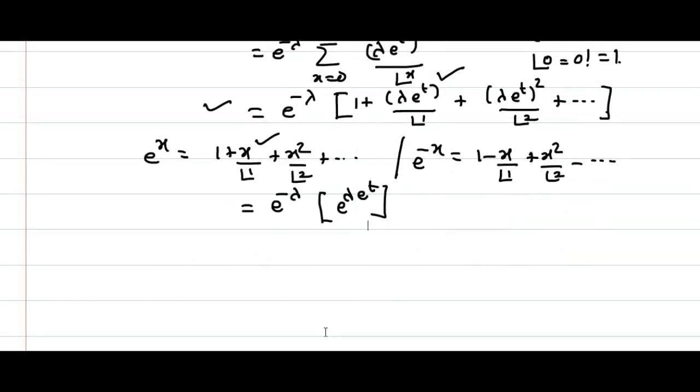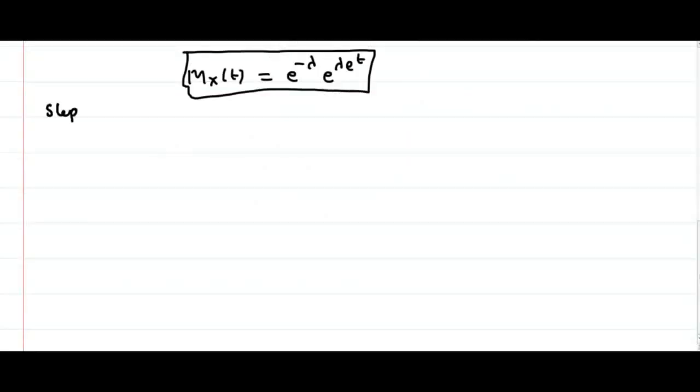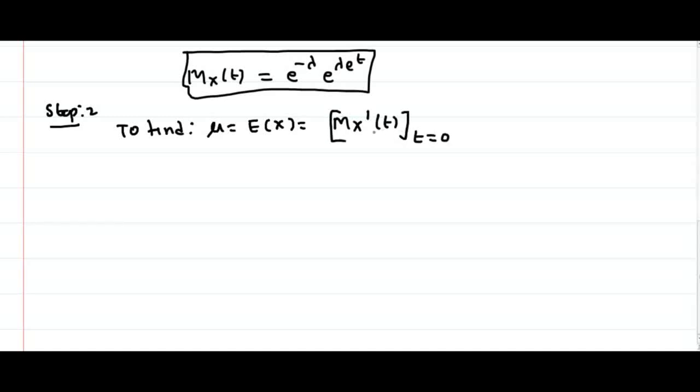Therefore, the moment generating function of the Poisson distribution is M_X of t equal to e power minus lambda into e power lambda e power t. This is the moment generating function of a Poisson variable. So step number 2 is to find the mean. What is the mean formula? Mu equal to the expected value of capital X, that is equal to M_X dash of t at t equal to 0. This is the mean value formula.